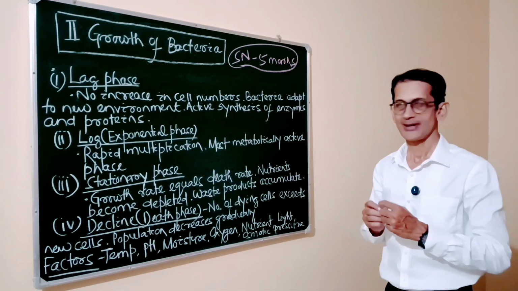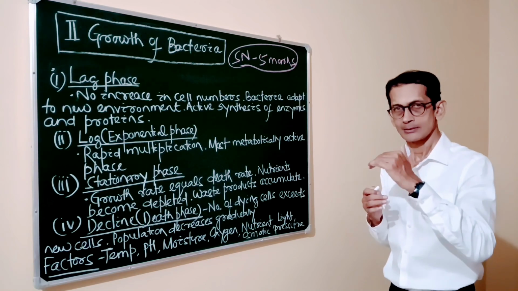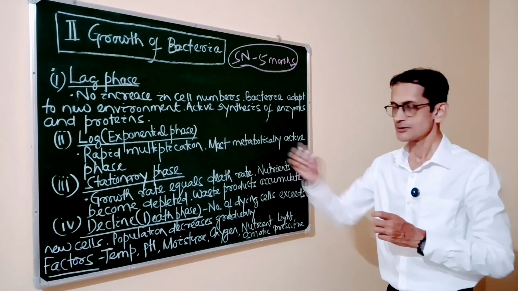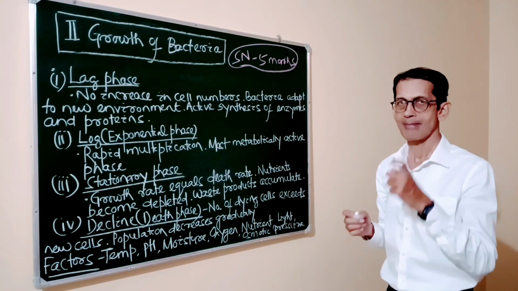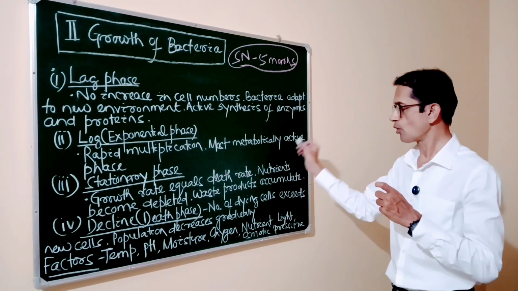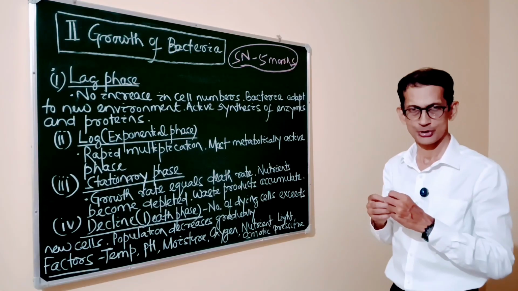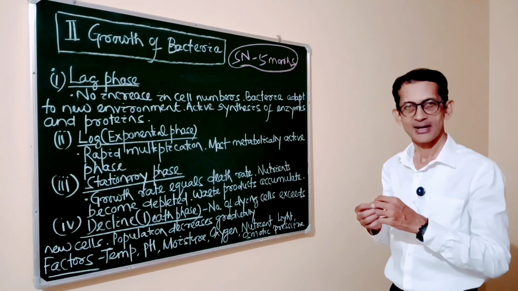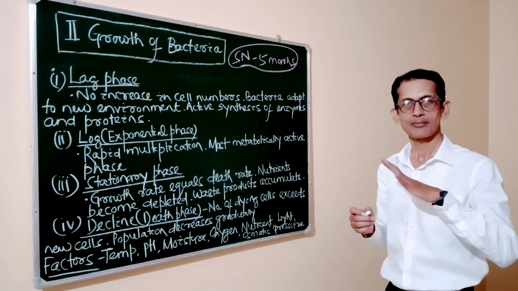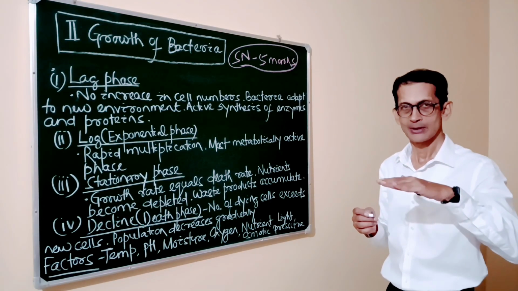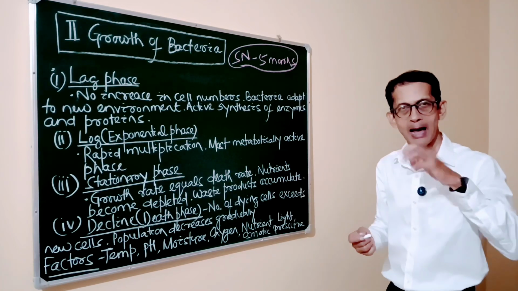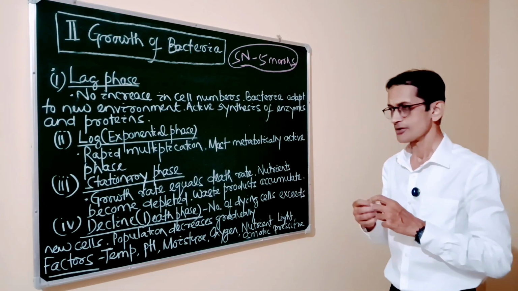Then comes log phase. This is very important so far as the growth is concerned, also known as exponential phase. In this phase, rapid multiplication of bacterial cells takes place, and this phase is the most metabolically active phase. Next, stationary phase, growth rate equals death rate. Nutrients become depleted. Nutrients gradually decrease, and waste products accumulate in this stationary phase.